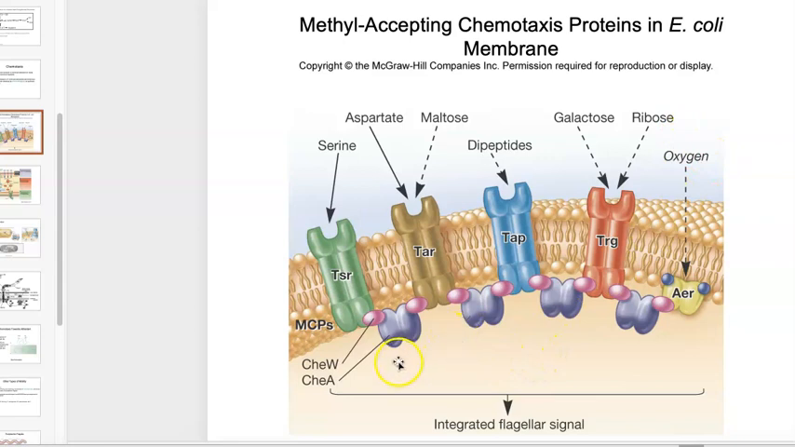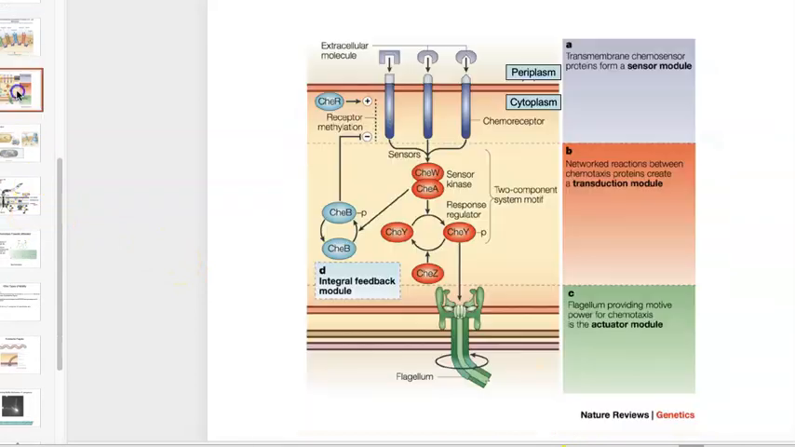And just below that are these chemoattractant proteins called CheW and CheA. These are basically what transfer the signal to the rest of the chemosensory system, as I'll show you here. So here are the extracellular molecules. They can be sugars, amino acids, whatever. And here are the MCPs, the chemoreceptors. Once these chemoreceptors have interacted with some kind of ligand, they signal to the sensor kinase, CheW and CheA, to transfer phosphate groups or not transfer phosphate groups readily to CheY, the response regulator.